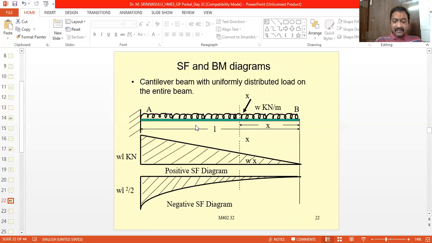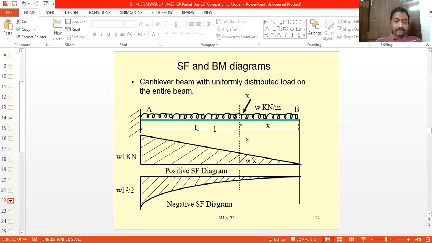First of all, we have to construct the SF and BM diagrams. For this, first we have to find out the value of the SF and BM at the salient points, and then accordingly identify, locate, and join the points with suitable lines. Then the diagram will be the shear force and bending moment diagram.